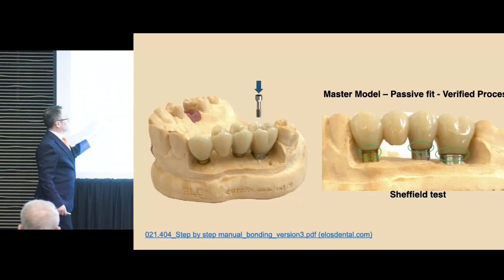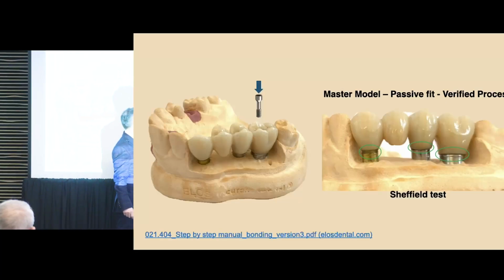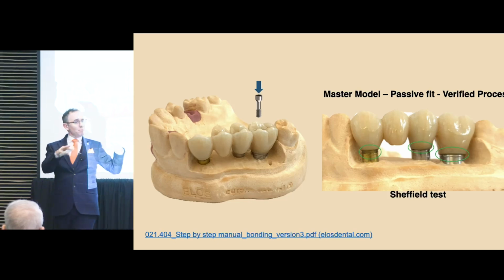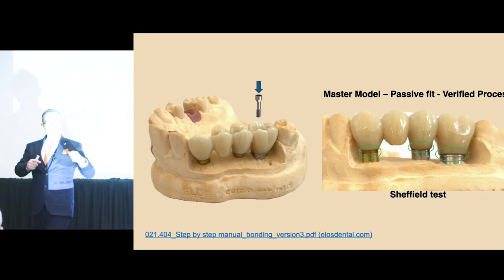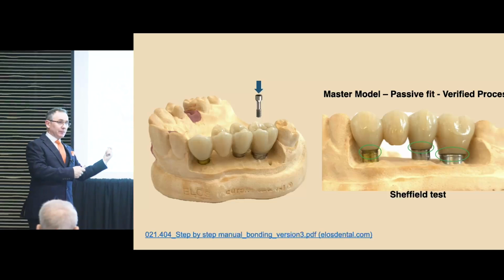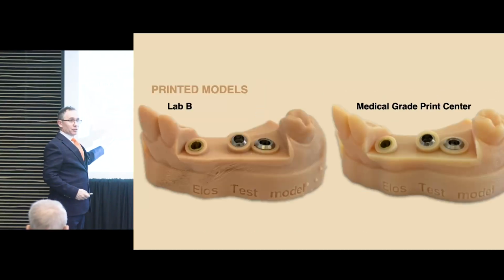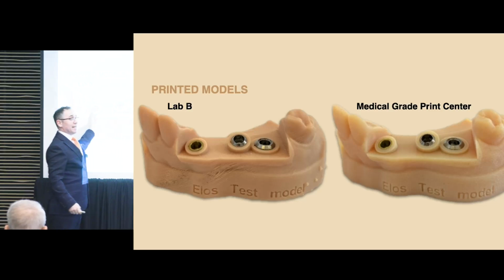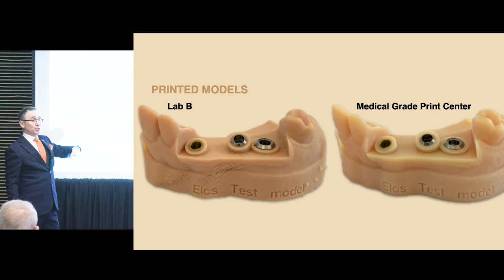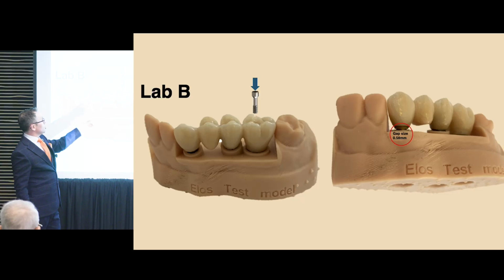So what did they do to prove it? I love Elos because what they basically did is they took this, imagine this is the known master, everything's bonded and it's completely passive. So then they took the scan of this model and then they produced some printed models. So we know the bridge is perfect, bear that in mind. So all we're testing is, can the models be reproduced as accurately? Well, the answer is no.